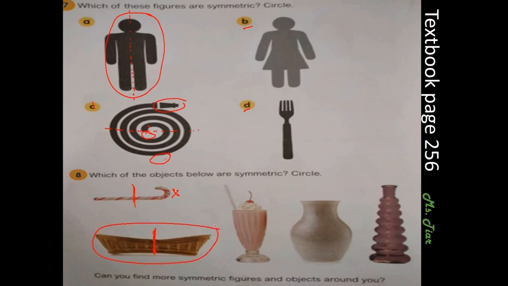Let's put the circle. Okay, I'm going to help you with this one. This picture, let's put the line of symmetry here in the middle, guys. I'm so sorry I cannot make it straight, but you can make it straight with your ruler. Is it symmetric? Yes. Because it's symmetric, you circle it. Okay, the rest, find it by yourself.